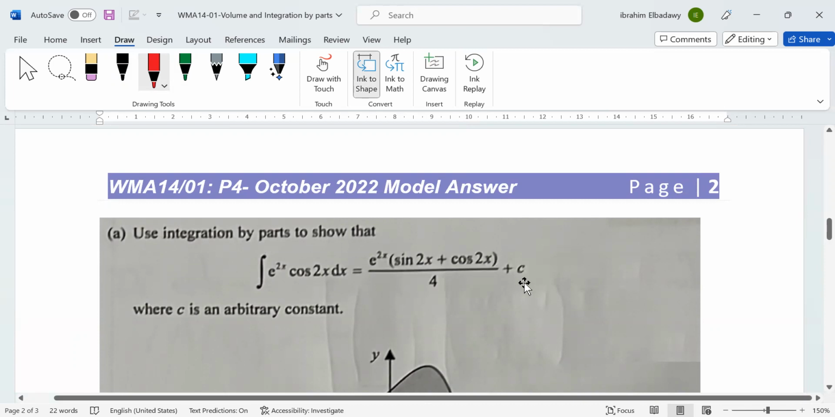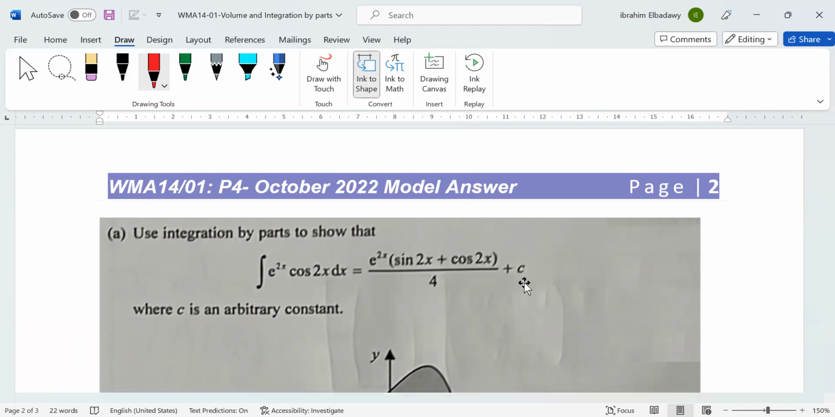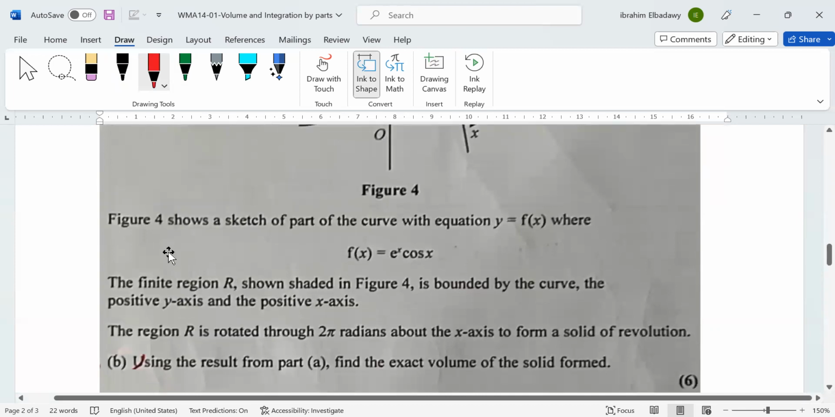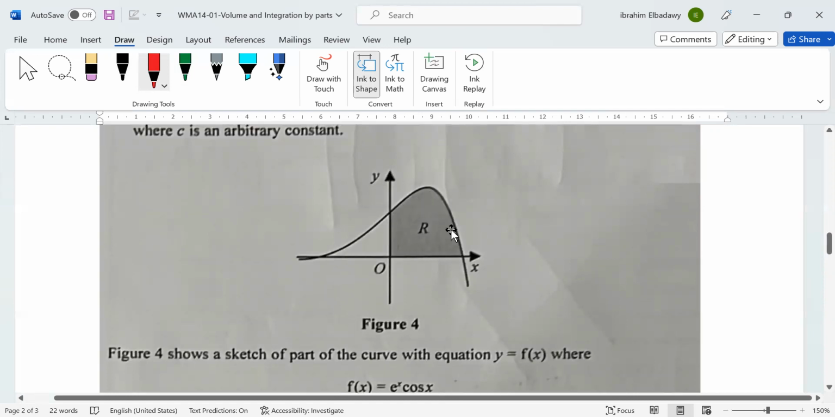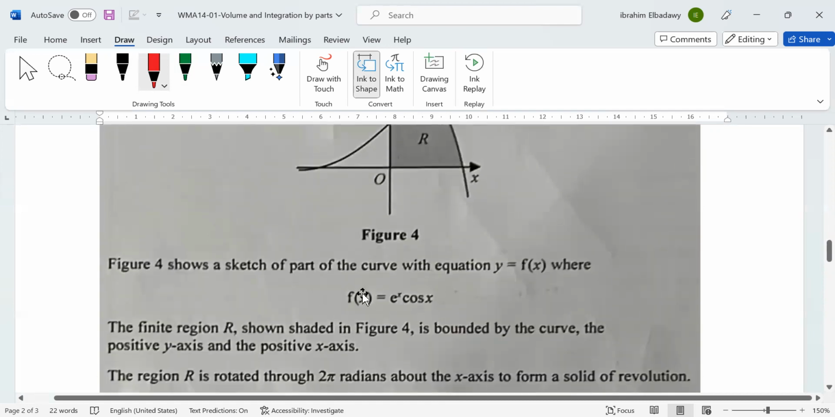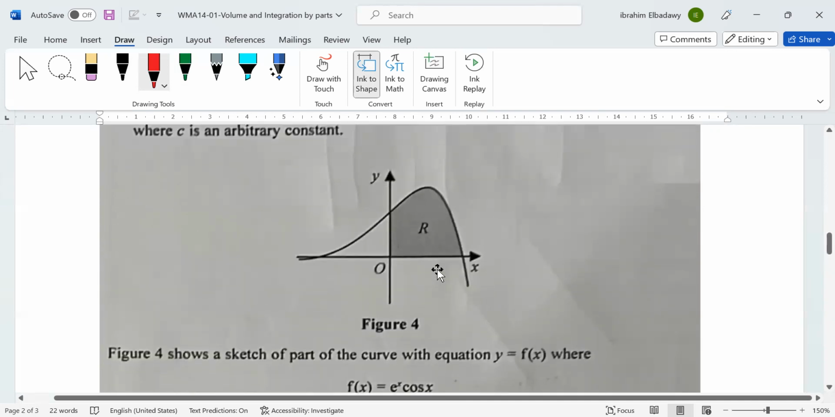This is the first question, question A, and how you can use integration by parts to get the integration that is needed in the problem. So the second question is: Figure 4 shows a sketch of part of the curve with equation y equals f(x), where f(x) equals e^x cosine x. So here, this is a figure which reflects the formula e^x cosine x, and the finite region R, shown shaded in Figure 4, is bounded by the curve, the positive y-axis, and the positive x-axis here. So this is a shaded region which is bounded by y, by x, and by the curve itself.